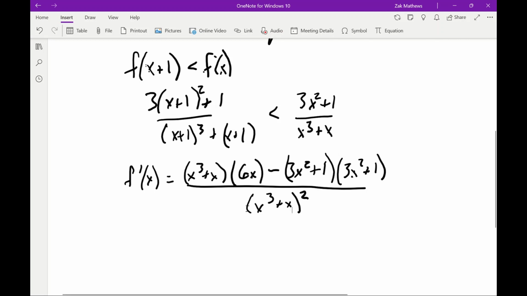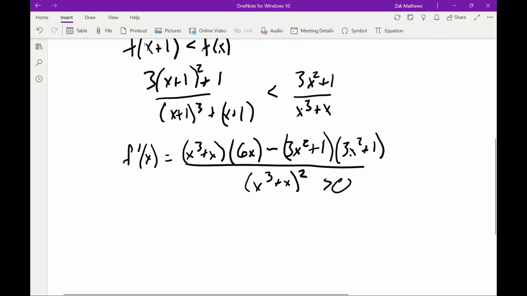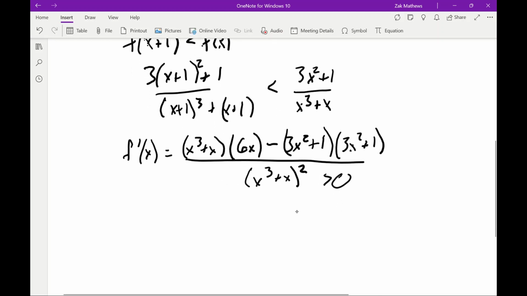Notice the denominator has to be positive. This will definitely be positive because if we square anything, it's positive. So I've really got to think about that numerator a little bit more. Let me multiply out the numerator. And again, I'm just going to worry about the numerator for a few minutes.